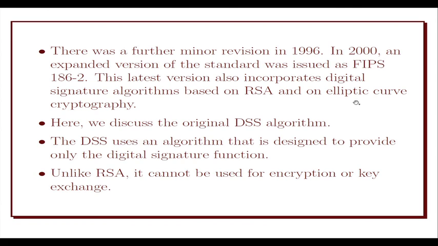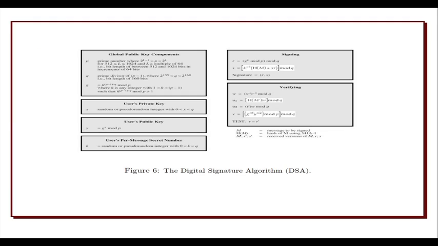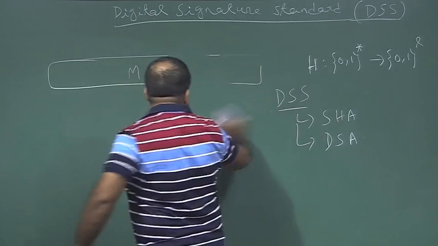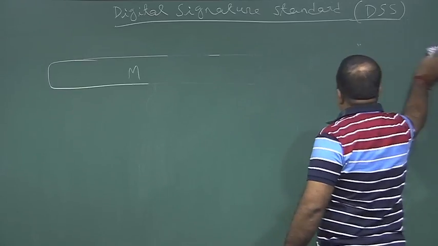and there are some modifications in extended versions of this standard. But here we discuss the DSS algorithm, which is based on the DSA algorithm. This has a few steps, like the key generation step, which is called the DSA parameters. So let us talk about how we can choose the parameters for DSS.